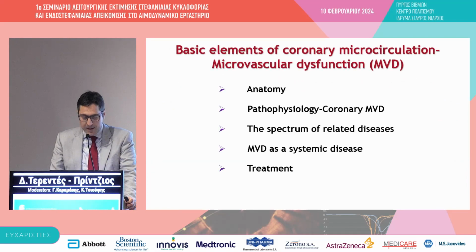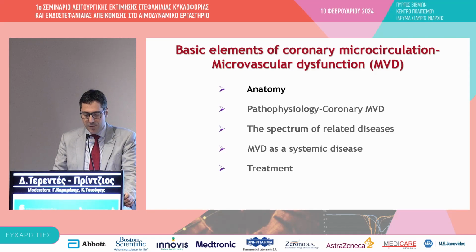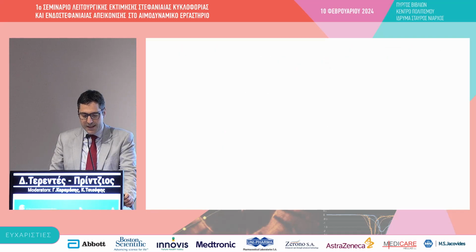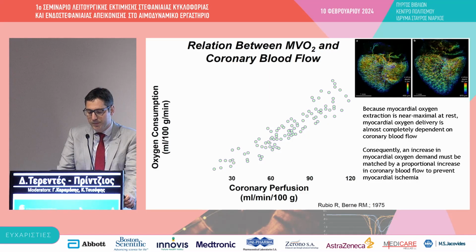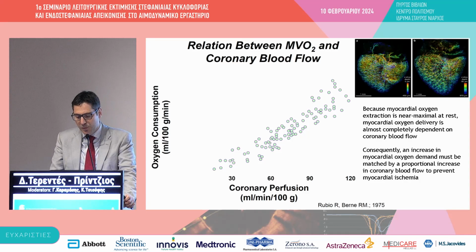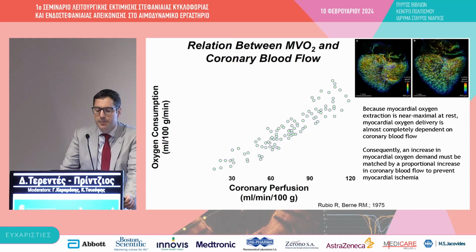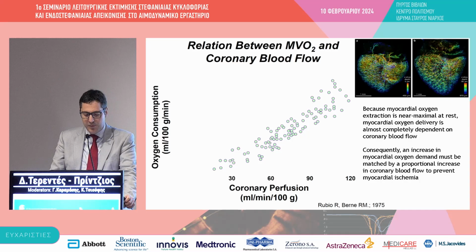So this is practically the way I'm going to approach the subject, and we will start with a little bit about the anatomy. What we know already is the fact that myocardial oxygen extraction is near maximal at rest. So myocardial oxygen delivery is almost completely dependent on coronary blood flow. Consequently, an increase in myocardial oxygen demand must be matched by a proportional increase in coronary blood flow to prevent myocardial ischemia. And this is well known for many years now.